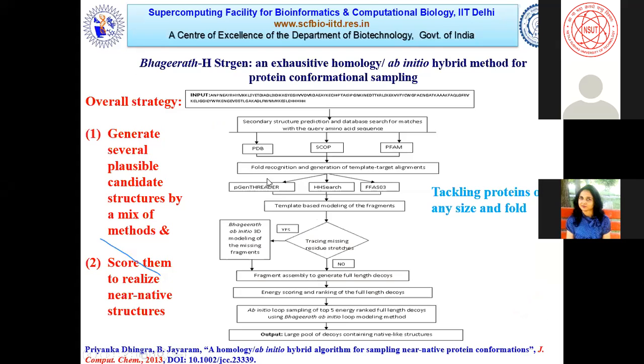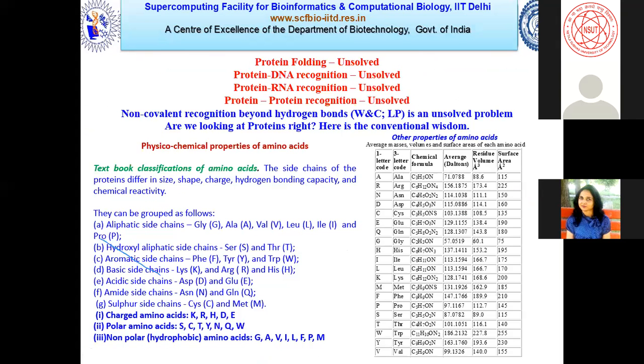So after that, why not tackle proteins of any size and fold? That was the motivation. So we added one H here, which is homology. So combine homology where it is available. You have the ab initio part, but if there is homology available, then utilize that homology. Then you come up with an output which has larger decoys, which probably contains a native-like structure. So that was the idea behind this H methodology.